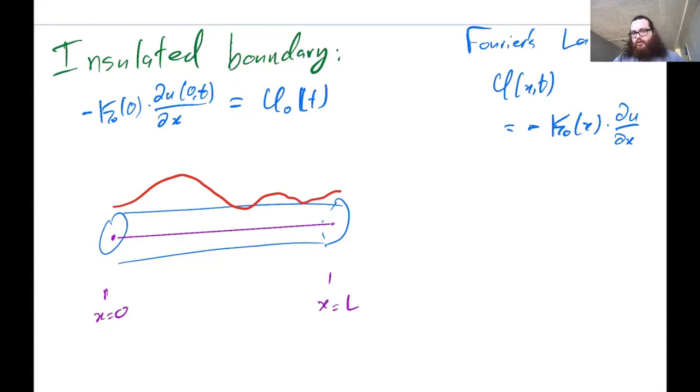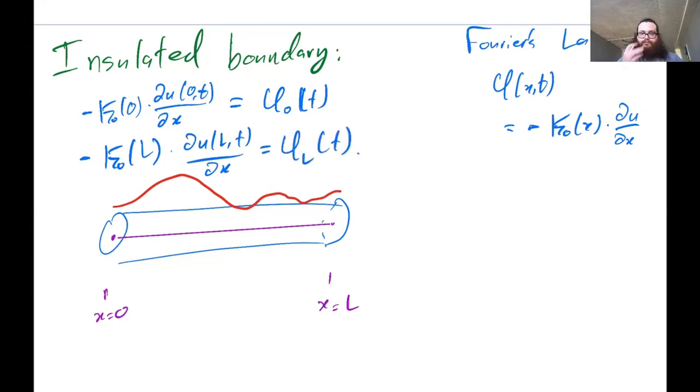These come up naturally. We'll see these conditions a lot. On the other side, you'd expect it to look like the properties of the material that describe the flow at point L, x equals L, times the gradient of u evaluated at the right endpoint. This is going to be maybe a different prescribed flux. Okay, so what does this look like as a picture?